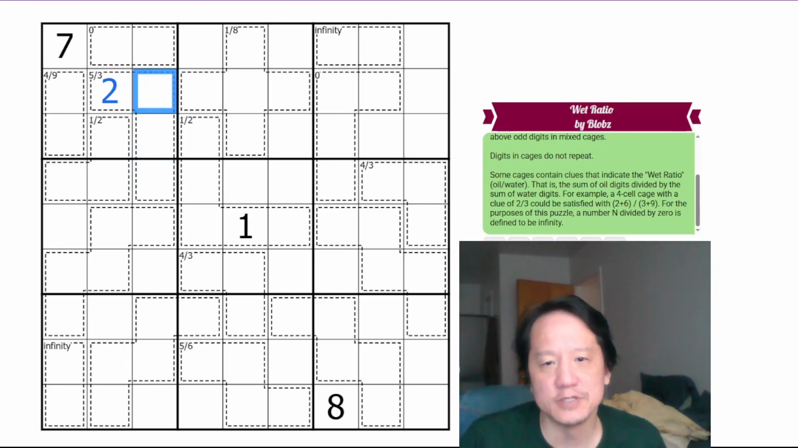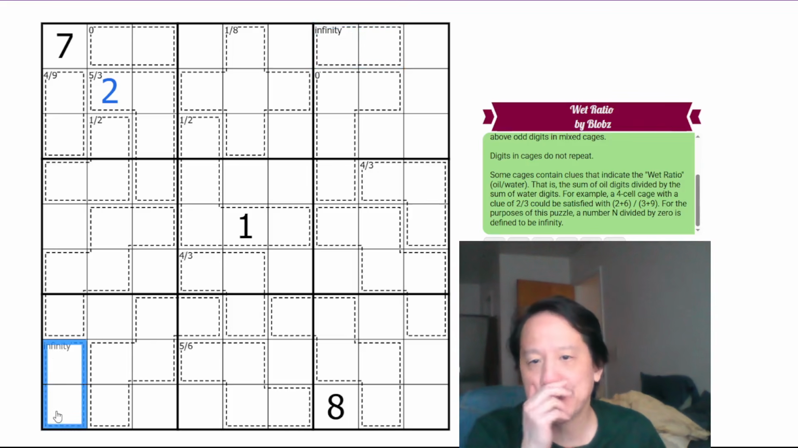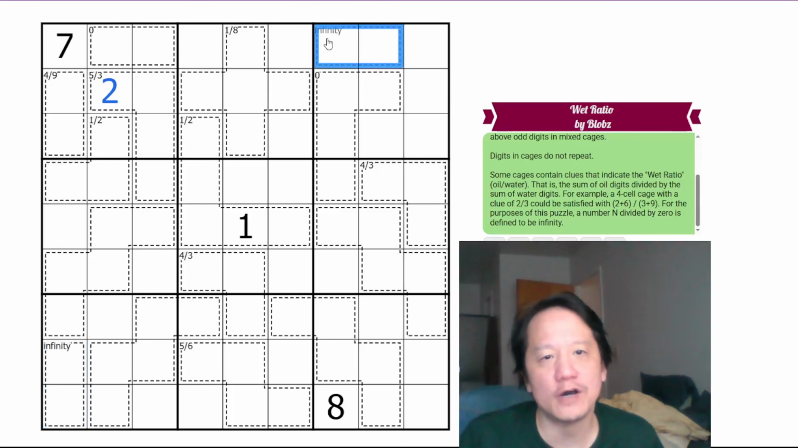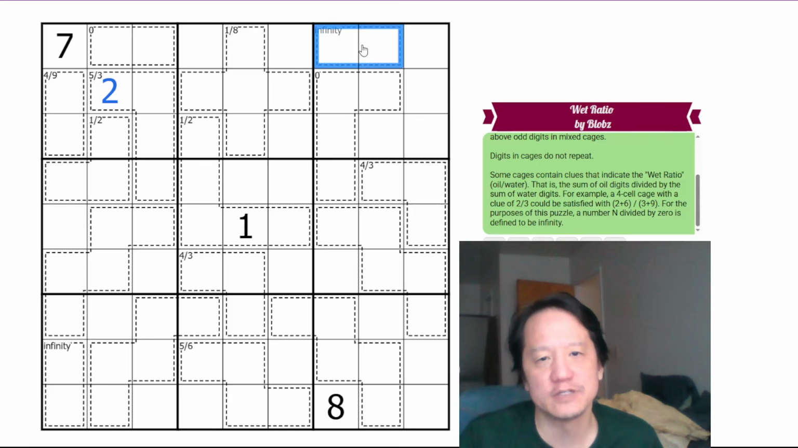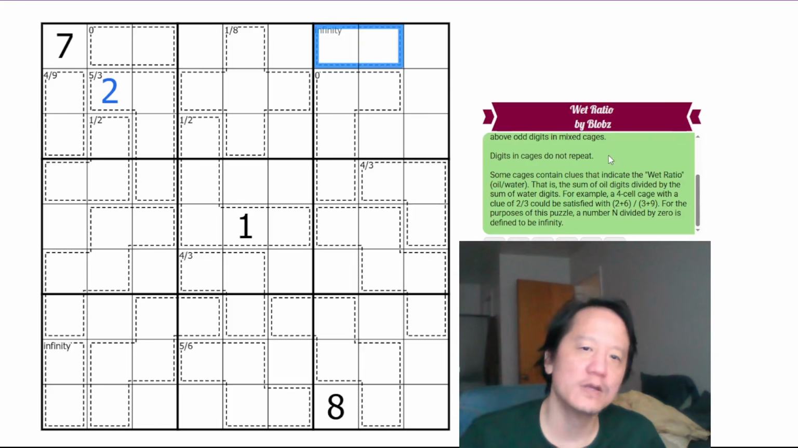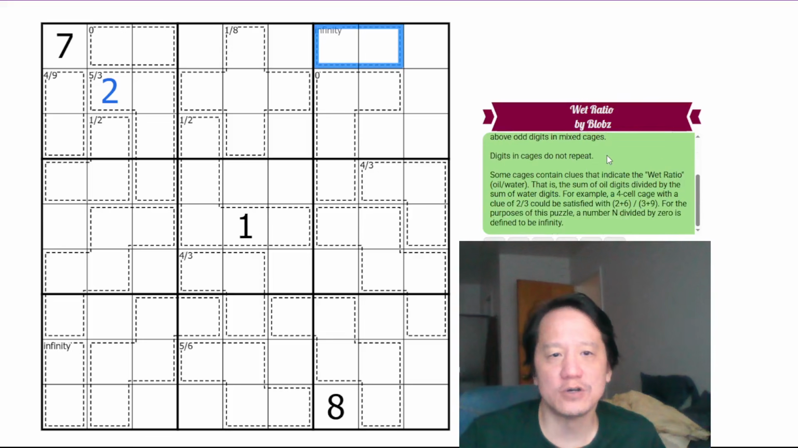For the purposes of this puzzle, a number n divided by 0 is defined to be infinity. So that's an example here, and that's an example here. That means the water in this cage must add up to 0. That's what it's telling you. Anyways, those are all the rules.